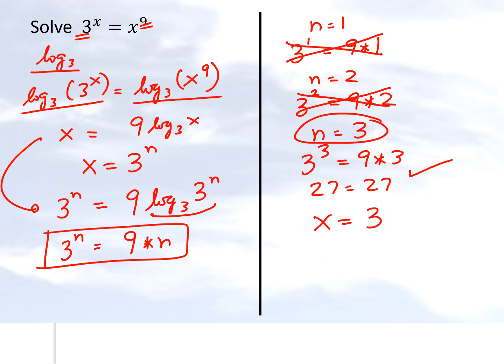But x is defined, or assumed, to be 3 raised to the power n. So you get 3 raised to the power 3, and that is 27. So x equal to 27 is the solution to this problem.